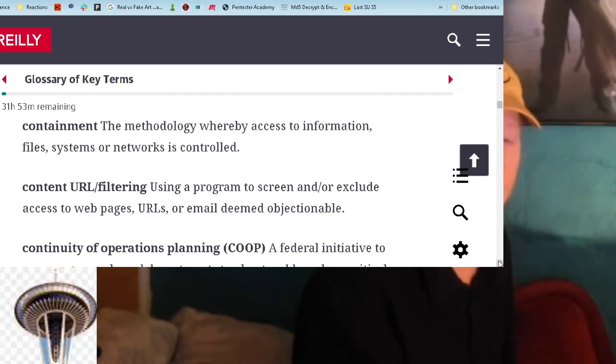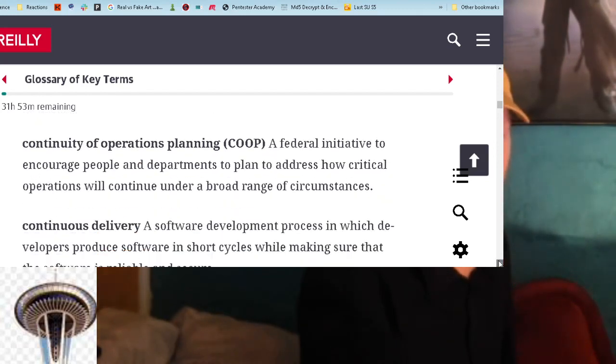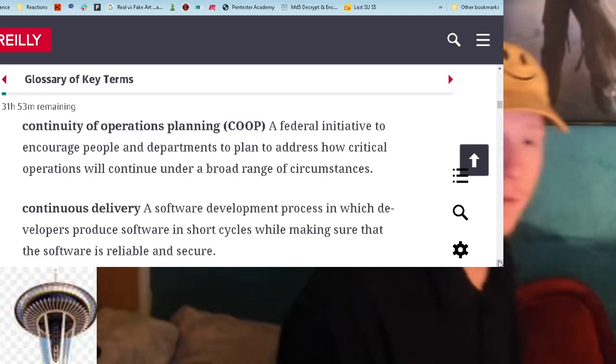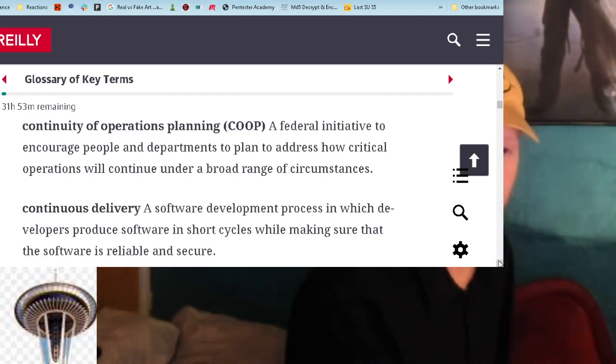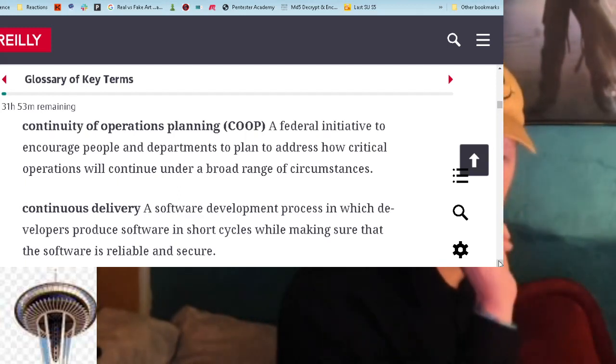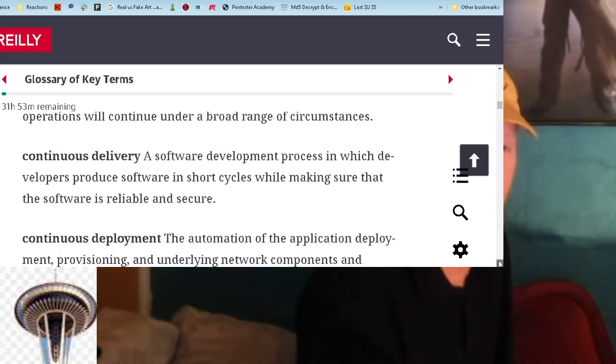Containment is the method where information access is controlled. Content URL filtering, that's pretty obvious. Continuity of operations plan, a federal initiative to encourage people and departments to plan to address how critical operations will continue under a broad range of circumstances.